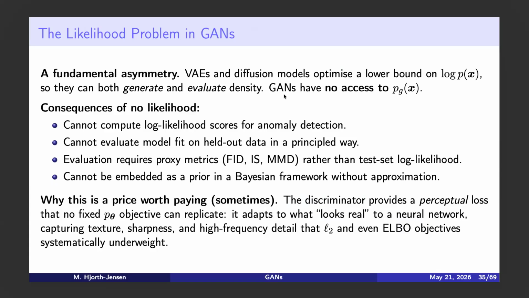So you can see now the consequences of no likelihood. You cannot compute log likelihood scores for anomaly detection. You cannot evaluate model fit on held out data in a principled way. Evaluation requires proxy metrics rather than test set log likelihood. And it cannot be embedded as a prior in a Bayesian framework.